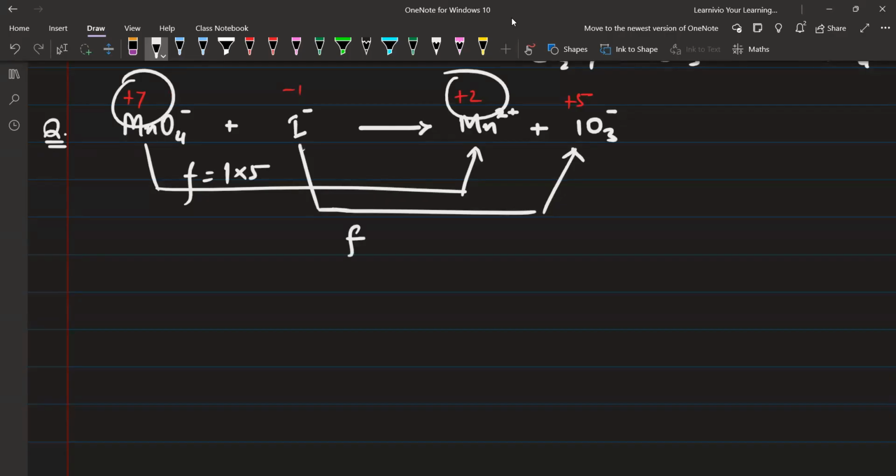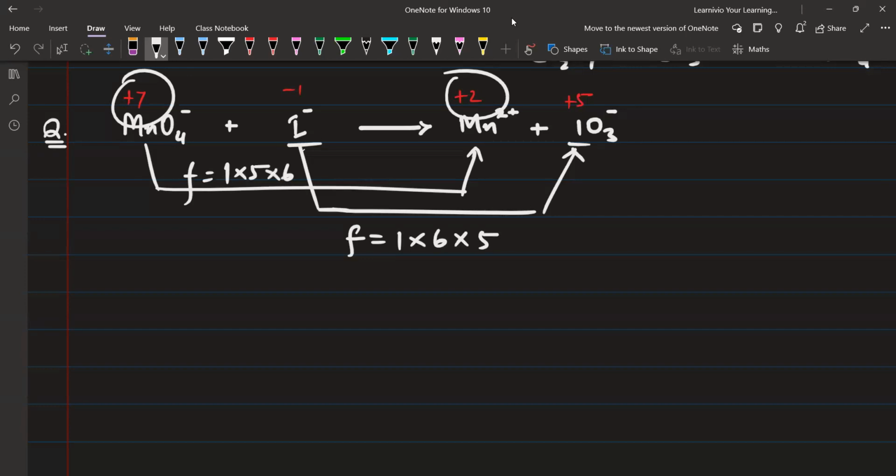Here I will be equal to how many iodine? Here and here, how many iodine? One. Into what is the change in oxidation state from -1 to +5? 6. Very good. Here we have a change of 5, here we have a change of 6. We need to balance both of them. Multiply 5 in this one and 6 in that one.